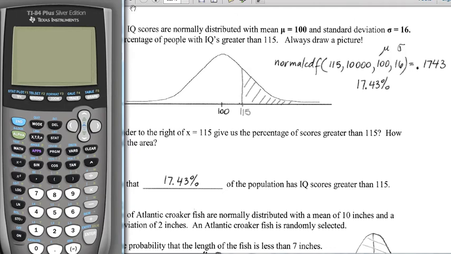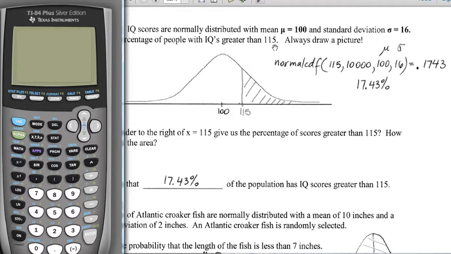Let's take a look at another example of computing the area under the curve, aka probabilities, this time for a general normal distribution. In the example we're going to look at, suppose that they tell us that IQ scores are normally distributed with a mean of 100 and a standard deviation of 16. The way they word the question is they want us to find the percentage of people that would have an IQ greater than 115. Okay, so this is very similar to what we did in the last video.